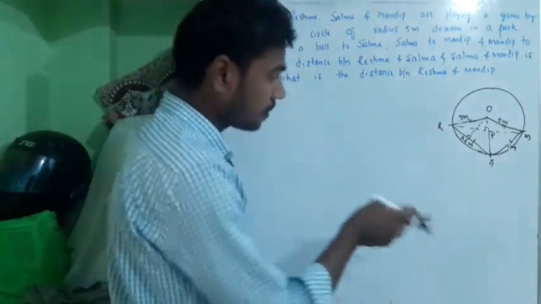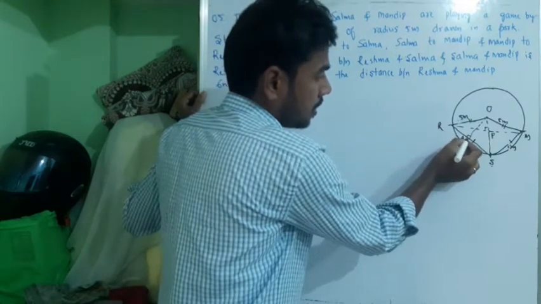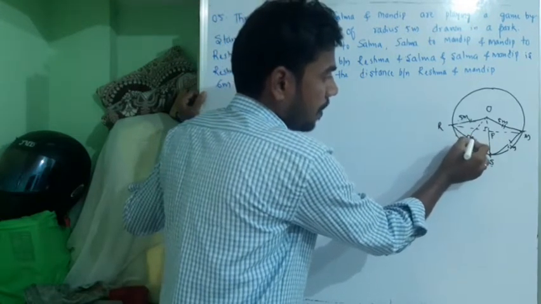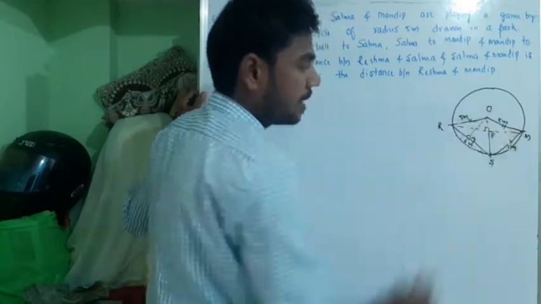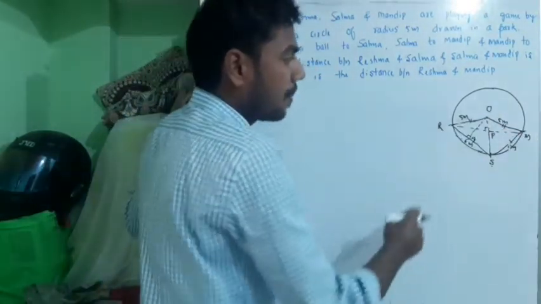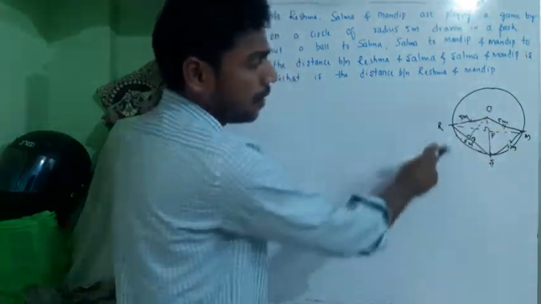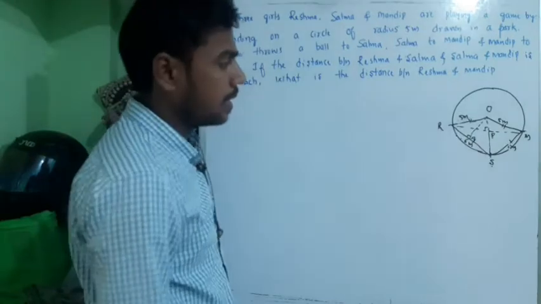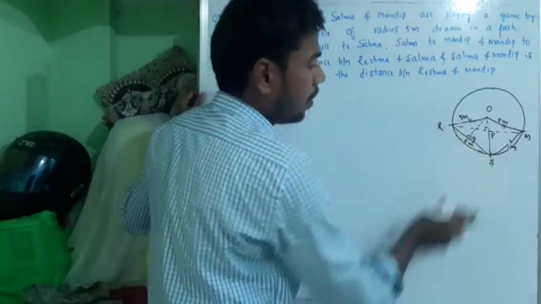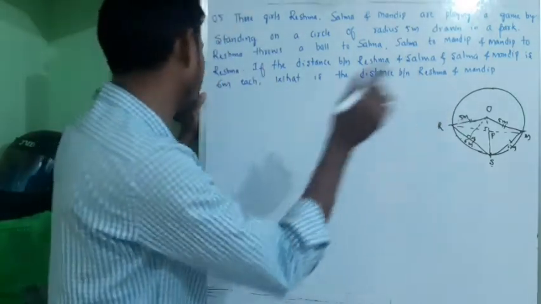Now, since I have drawn a perpendicular and their two sides are equal, it will be an isosceles triangle. If I draw a perpendicular from the top vertex, it is going to bisect the opposite side. Then RA is equal to AS is equal to 3 meter. So that only we are going to write now.